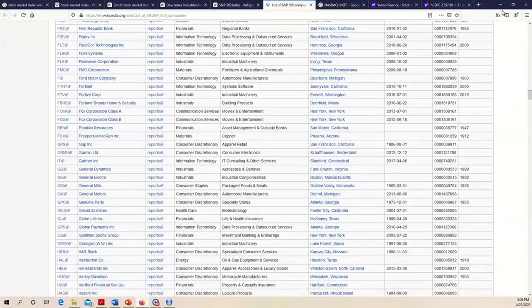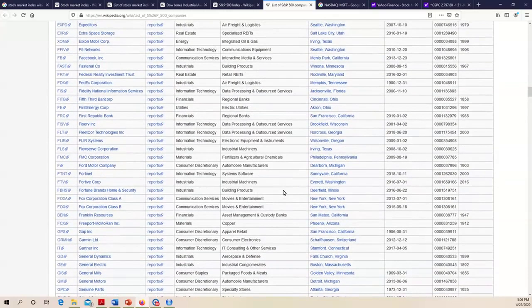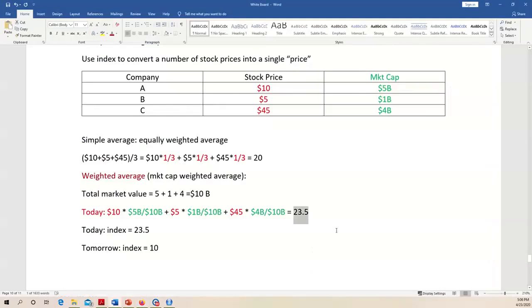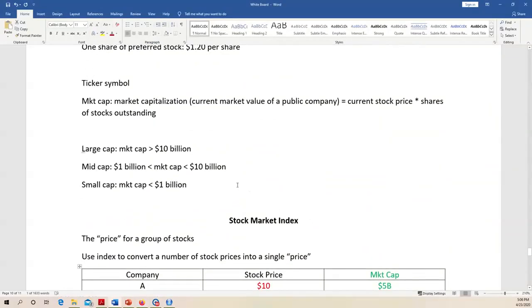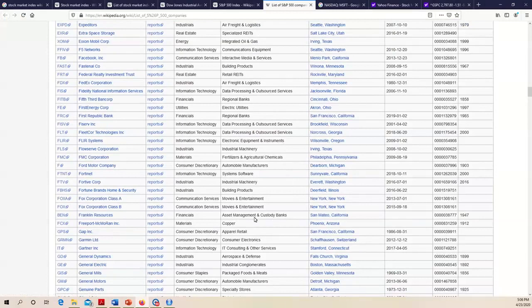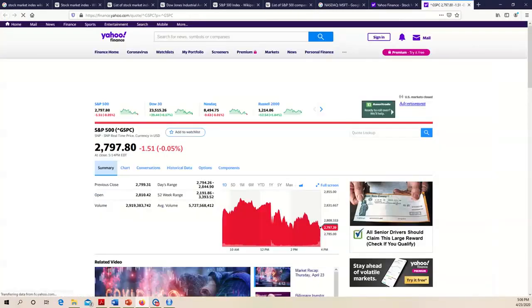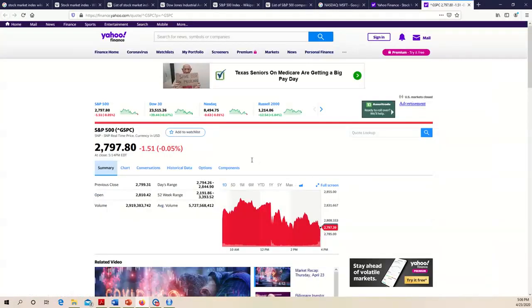So what are the criteria to be included in the S&P 500 index? There are many criteria, but basically you have to be a large corporation. That means your market cap should be consistently bigger than $10 billion to be included in the S&P 500 index, like Ford.